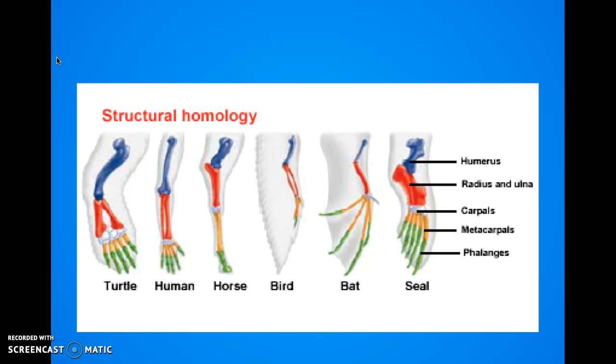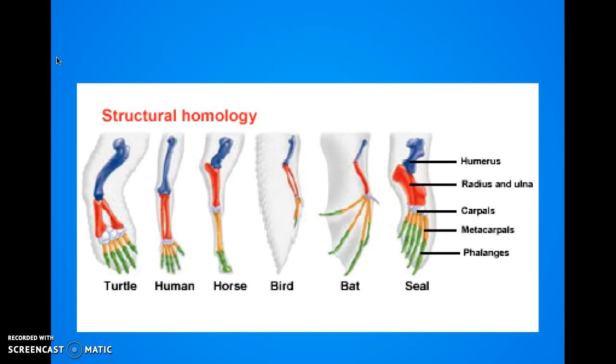Metacarpals is like your forehand, and that is indicated in yellow. Your carpals or your wrist is indicated in white. The radius and ulna, which is your actual lower portion of your arm, indicated in red. And then the humerus, which is the bone connected to the elbow, your upper arm, is indicated in blue.